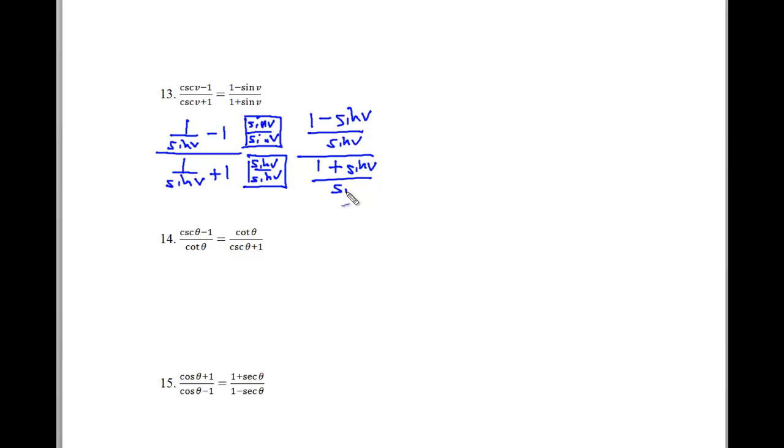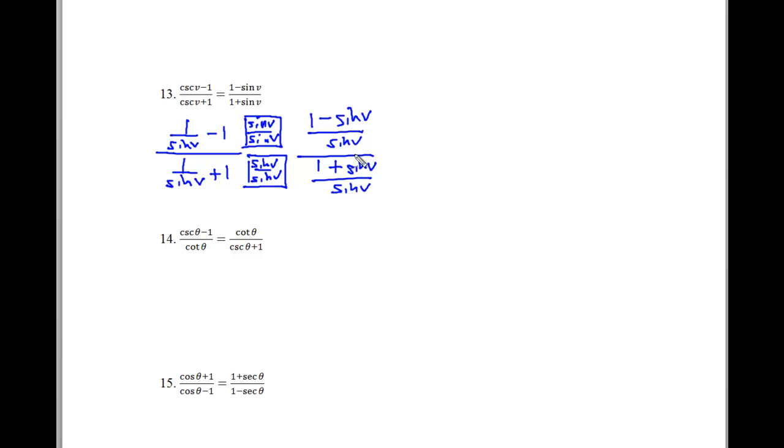Now what do I do? Well, I think what I'm going to do is try to get a common denominator between this and this. So I'm going to multiply this fraction by sine v over sine v. This is multiplying by 1, which is a legal move. And this is sine v and sine v again. Okay, so now we've got 1 minus sine of v over sine of v, and then here we have 1 plus sine of v over sine of v.